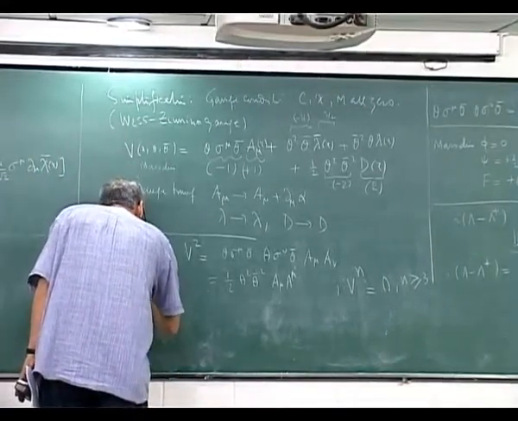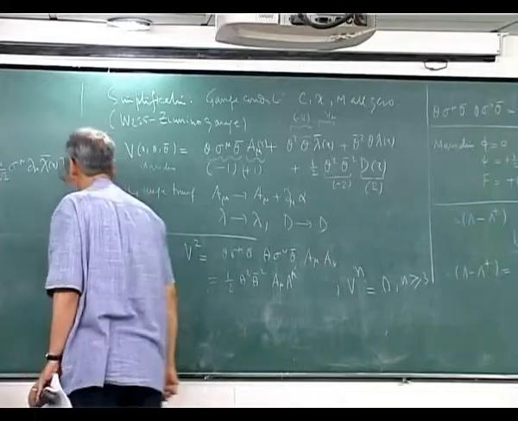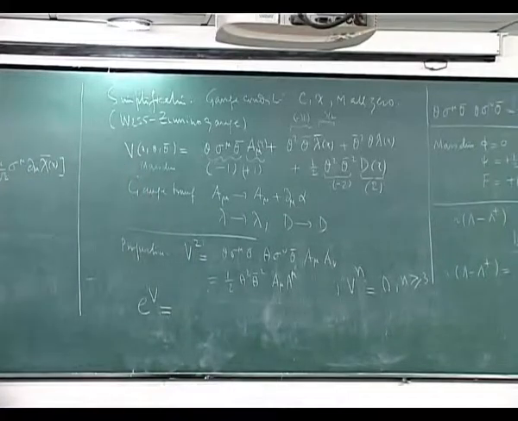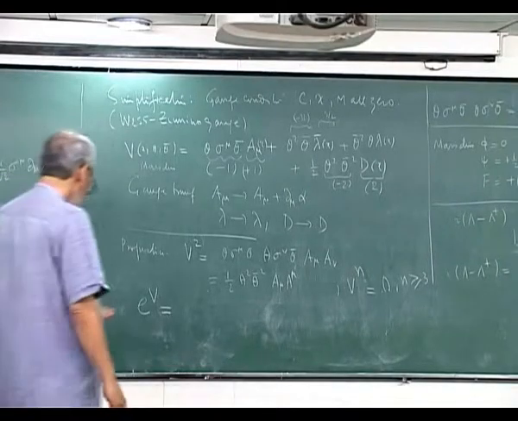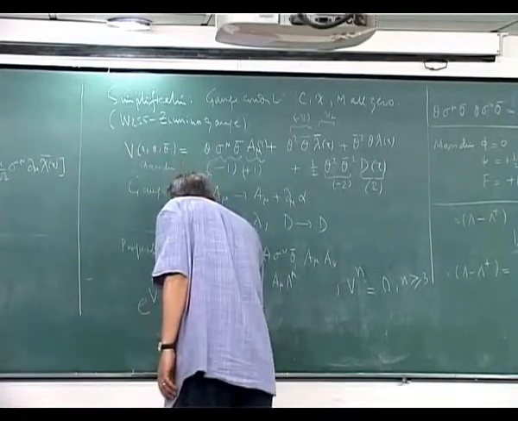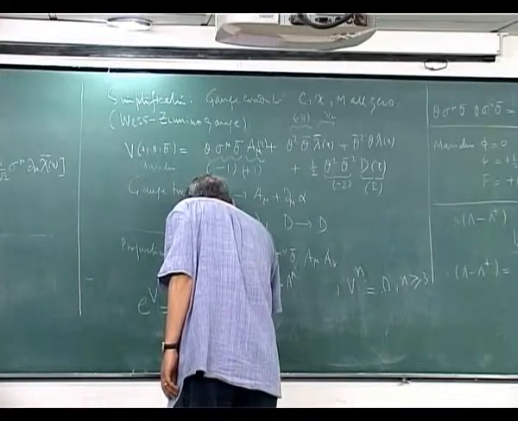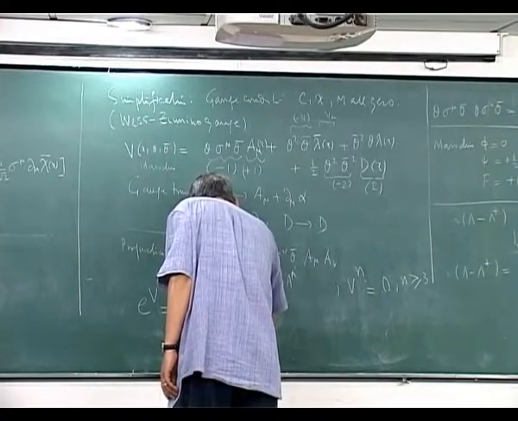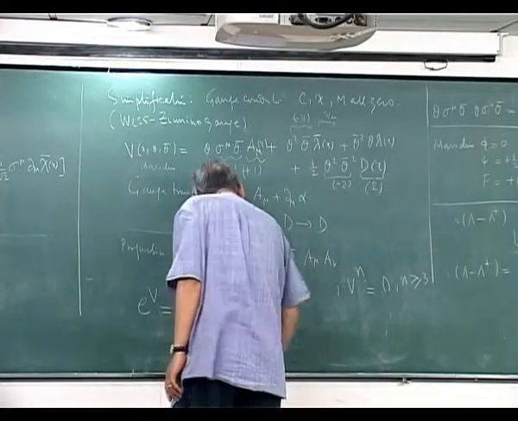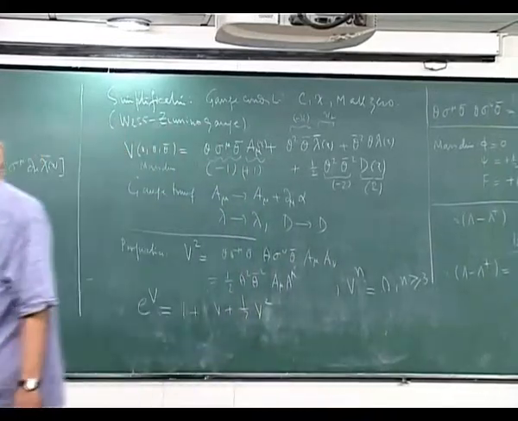Therefore, I can construct an object e to the V, the exponential of V, and V is dimensionless, so the exponential of V is well defined. The exponential of an object should be the exponential of a dimensionless number. That's well defined. So that is 1 plus V plus half V square, and no more.